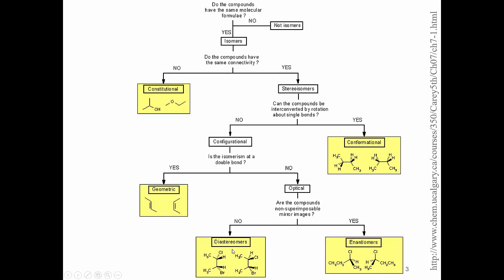In diastereomers, all it is is that they basically fail this test. In other words, generally they're not mirror images of one another to start with. Yes, they're non-superimposable, but it doesn't matter because they're not even mirror images of one another. They don't have that symmetry characteristic. So those would be diastereomers.